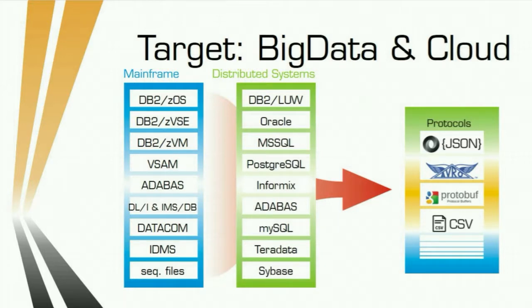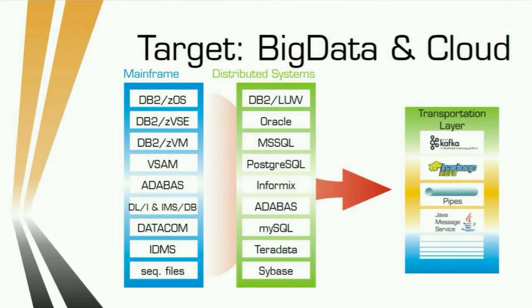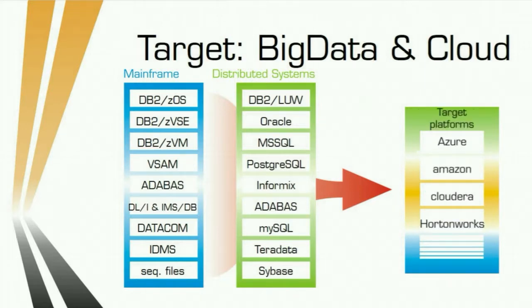tcVISION supports JSON and Avro, which is very useful for binary data. Also Google Protocol Buffers or simply a CSV file. Kafka, HDFS, pipes, or JMS queues can be used as transport layer. It is important to note that the modular structure of tcVISION makes the implementation of additional protocols and transport layers very easy. To which platforms can the data be transferred?